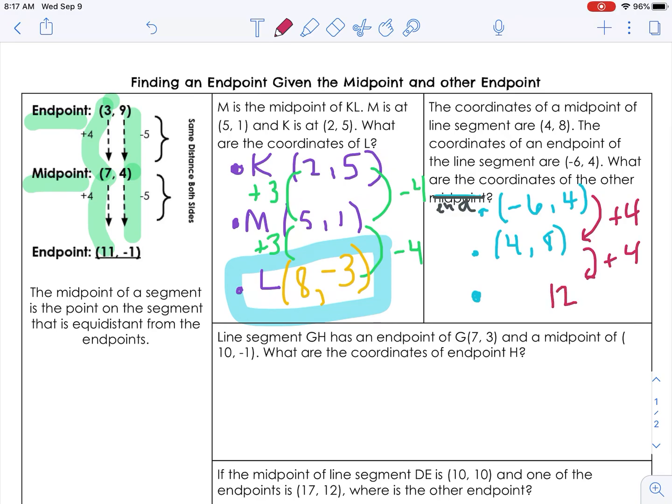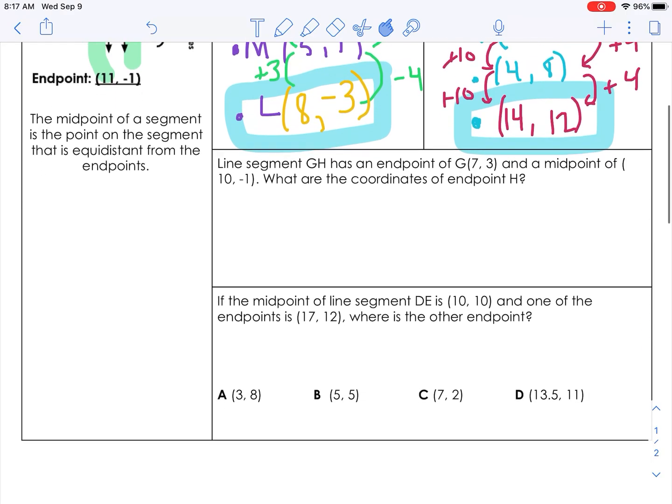Now we're going to look at our x values from -6 to 4. That went up 10. So we're going to go up 10 again. 4 plus 10 is 14, which leaves your answer to be 14, 12. All right, we got 2 more examples here.